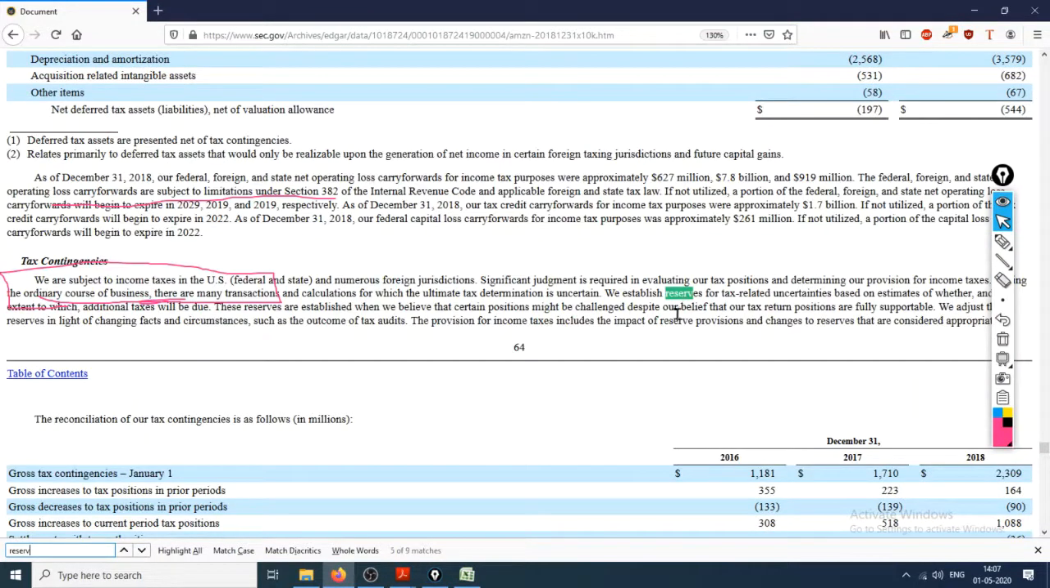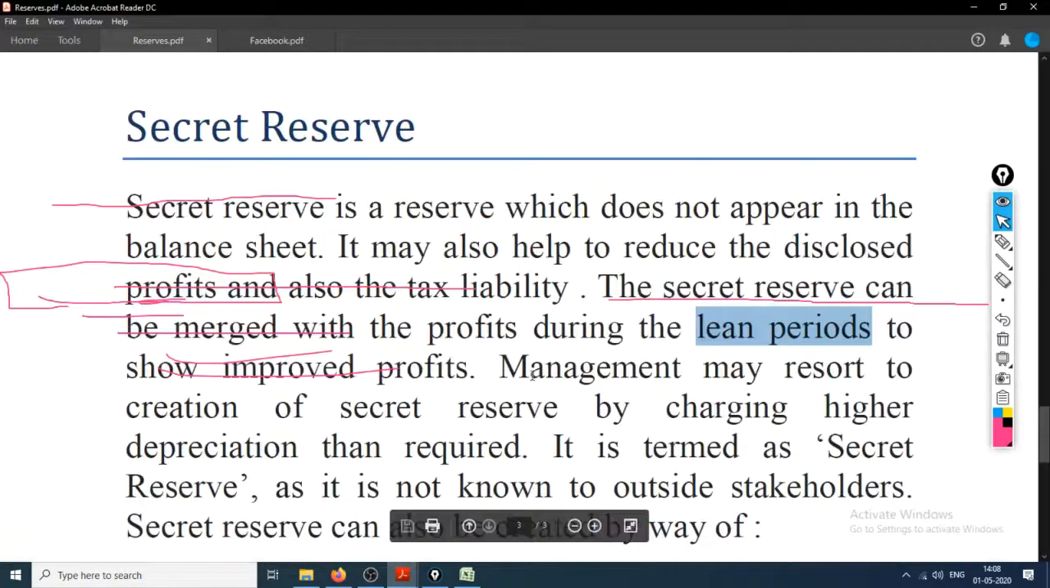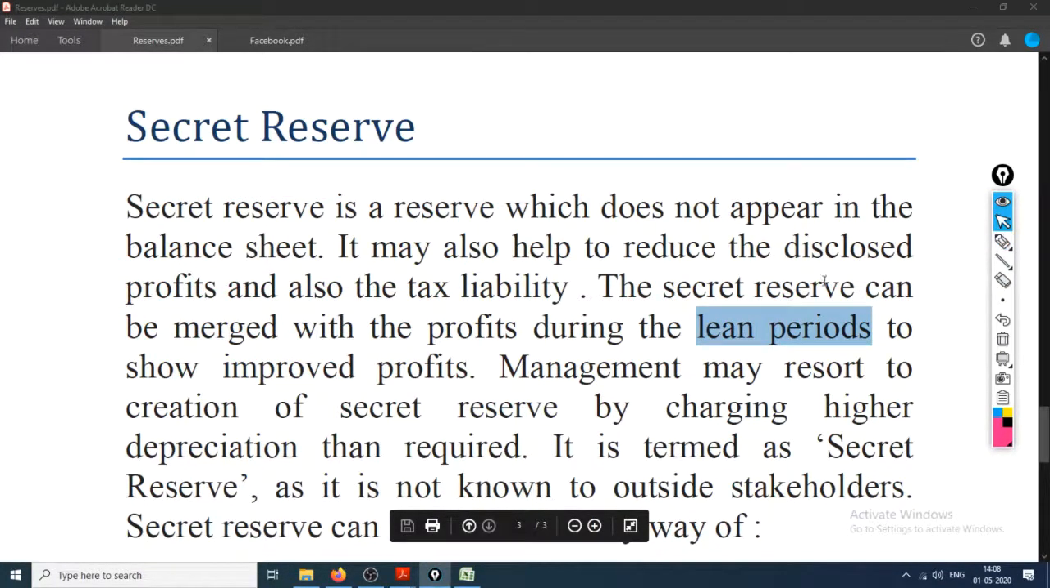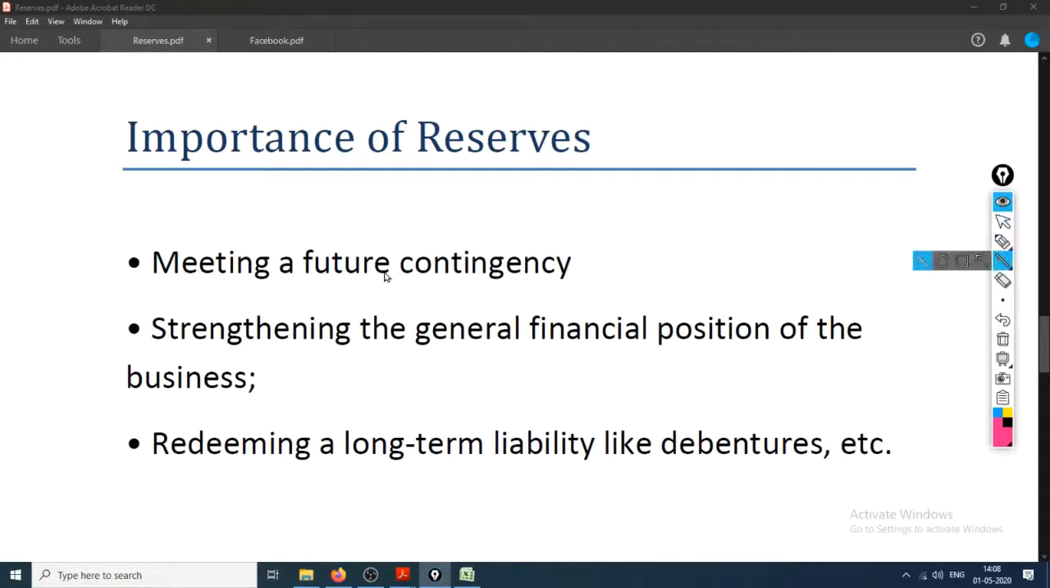Okay, we are subject to income tax in the US and numerous foreign jurisdictions. We establish reserves for tax related uncertainties based on estimates. So as you can see, Amazon is pretty serious about their tax estimates, and it knows that it might increase in future and there might be a contingency to pay for. Hence, to meet its future contingencies, Amazon is creating reserves.